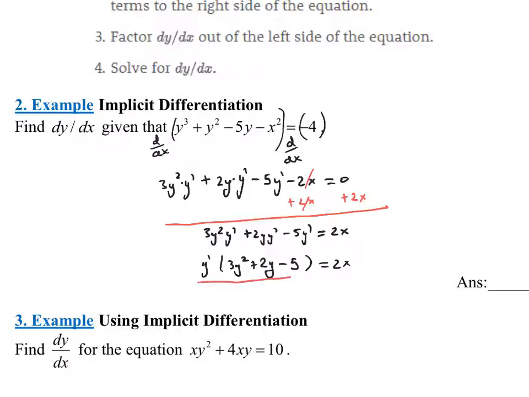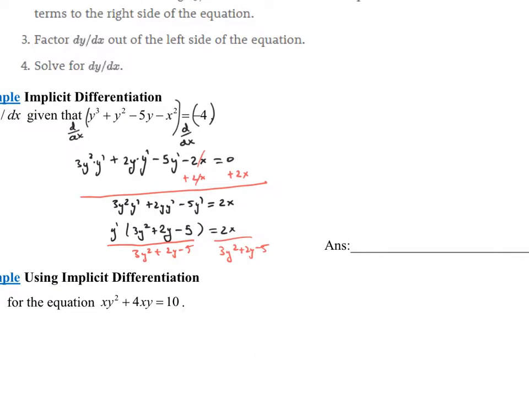Now we need to solve for y prime, so we're going to divide both sides by 3y squared plus 2y minus 5, both sides. 3y squared plus 2y minus 5. And that's going to give us our final answer here of y prime equals, sorry, let me use black.